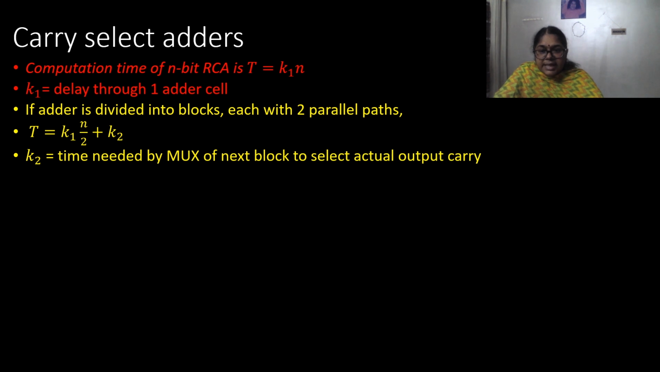How did we get this? t is equal to k1 into n by 2 plus k2. In one adder block you have 2 parallel paths. The first path and the second path adder cells generate the output simultaneously, and the carry out is selected using the multiplexer, in addition to the sum bits. So here we have n by 2 cells into k1, plus k2, which is the multiplexer delay, after which we get the output.